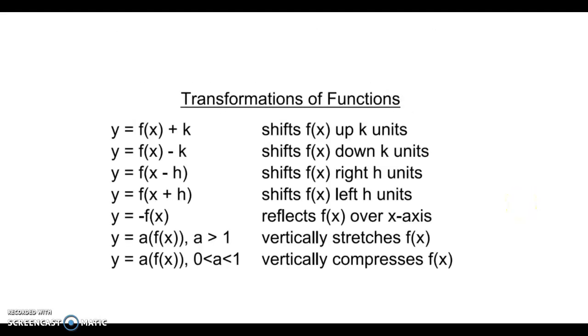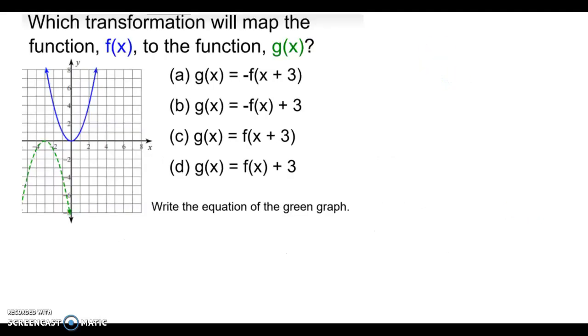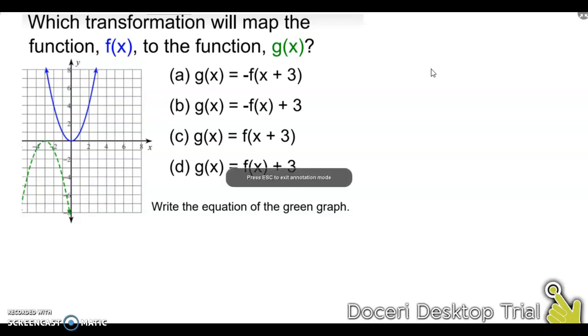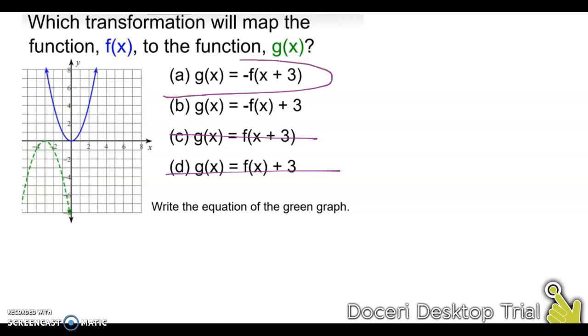So, transformations of functions. Pause and write this down again. We've already went over this. Which transformation will map the function f of x to g of x? So we want to go from blue to green. So we flipped it and made it negative. That's automatically going to cut out C and D because we know that it's negative. And then once we flipped it, we moved it 1, 2, 3 units to the left. So that's going to be a positive 3. And that was our h, right? So that would be our answer.